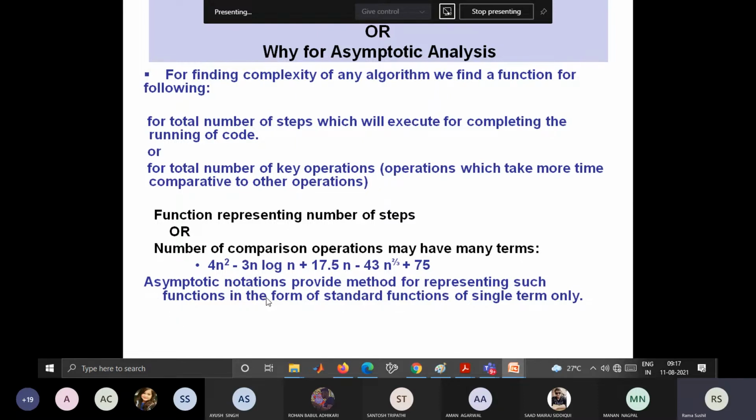Asymptotic notations provide a method for representing such bigger functions, when we have more than one term, in the form of standard functions of a single term only. That helps us easily know the scalability of the algorithm with reference to the increase or decrease in the size of input. So asymptotic notations are important to present the complexity in standard function form.